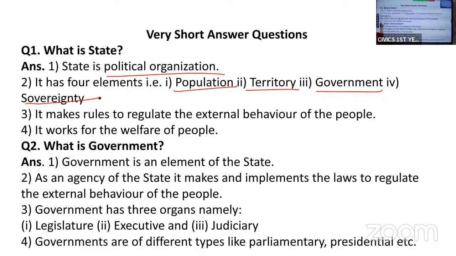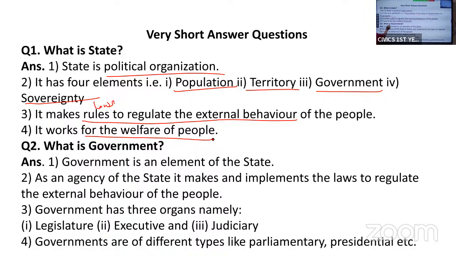Then this state makes rules to regulate the external behavior of the people. What does the state do? It makes laws to control the behavior of the people, and it works for the welfare of the people. These 4 points. If you are writing these 4 points, that is sufficient for 2 marks. You will get 2 on 2.